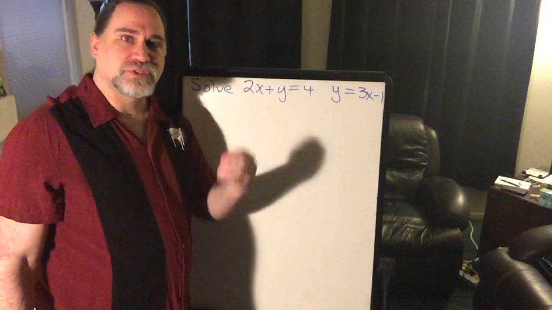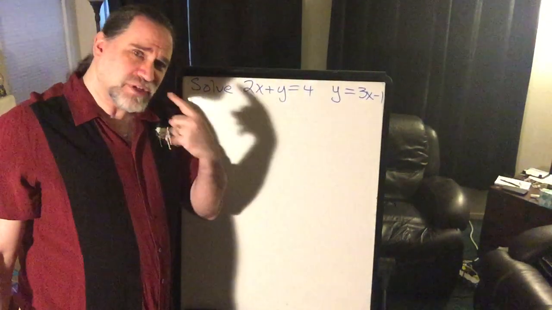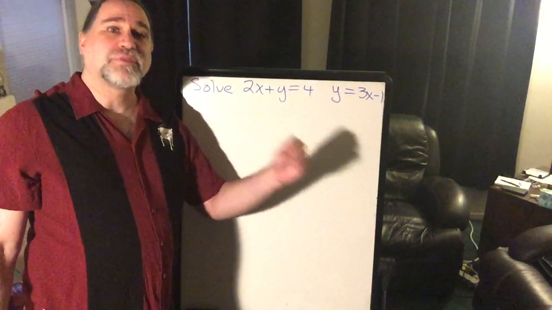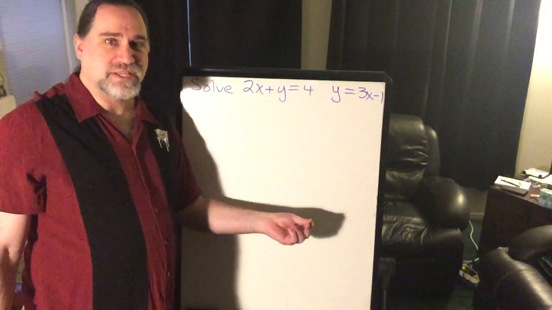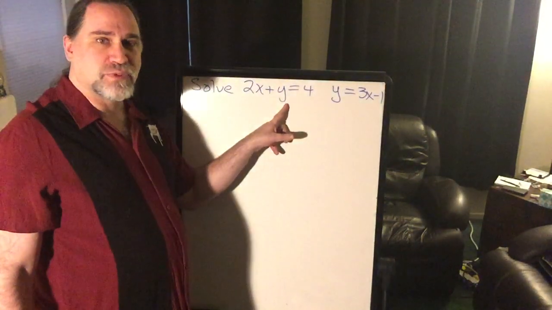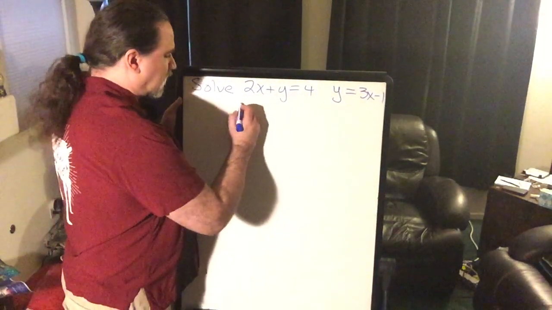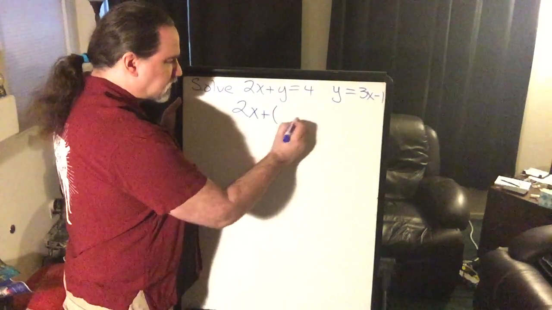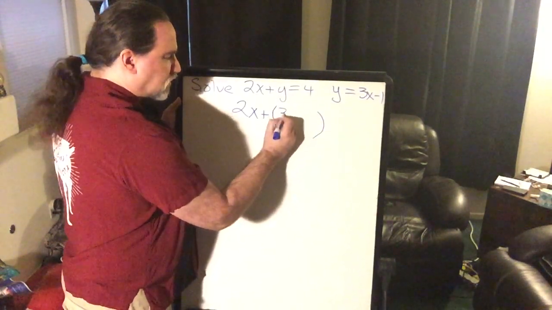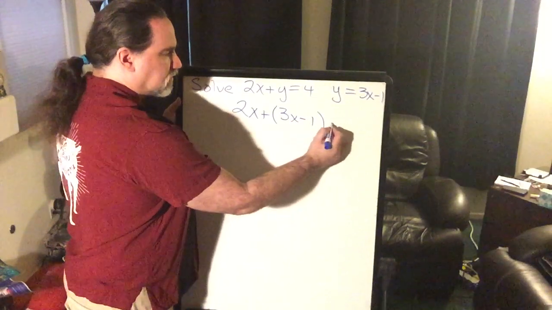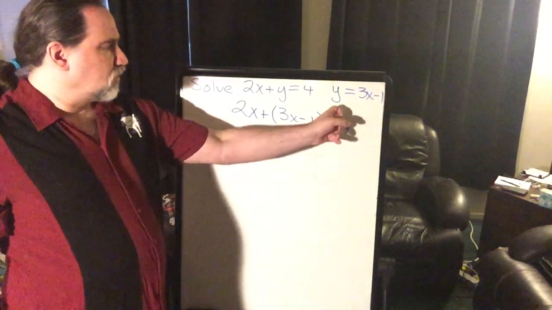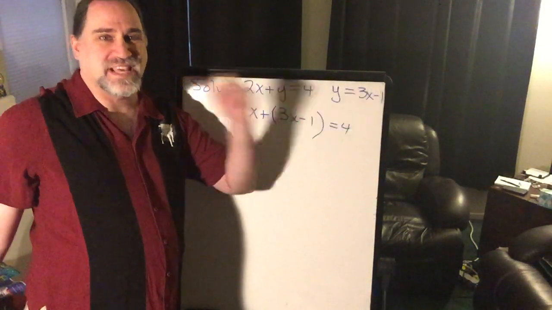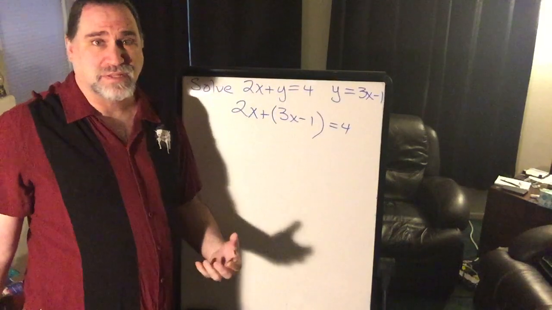Y equals 3x minus 1. Well, that means every time I see the letter y, I can substitute 3x minus 1 in its place. I have another equation with a y in it, so I can rewrite it, and when I get to where it should be a y, I can substitute 3x minus 1. So instead of writing y, I write 3x minus 1, because I'm substituting in the value.